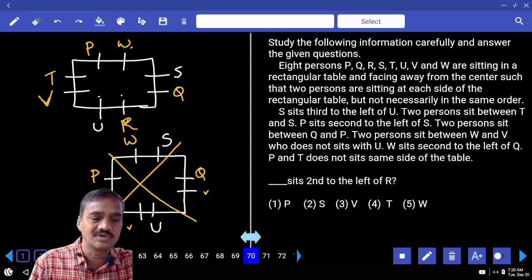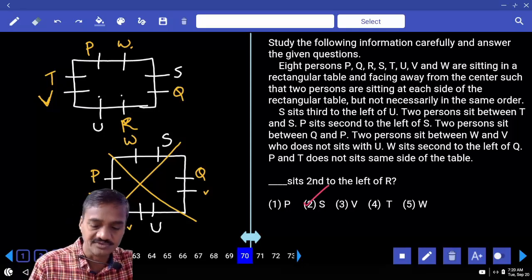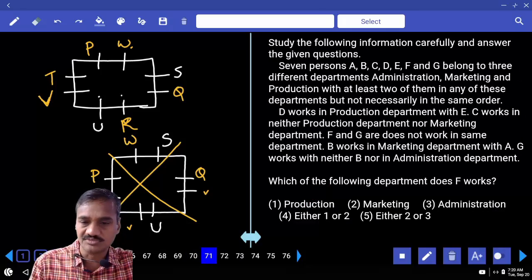Anyone who has the second one left, tell me. Yes, that is choice 2. And done with this? Now this is about question number 66 to 70.